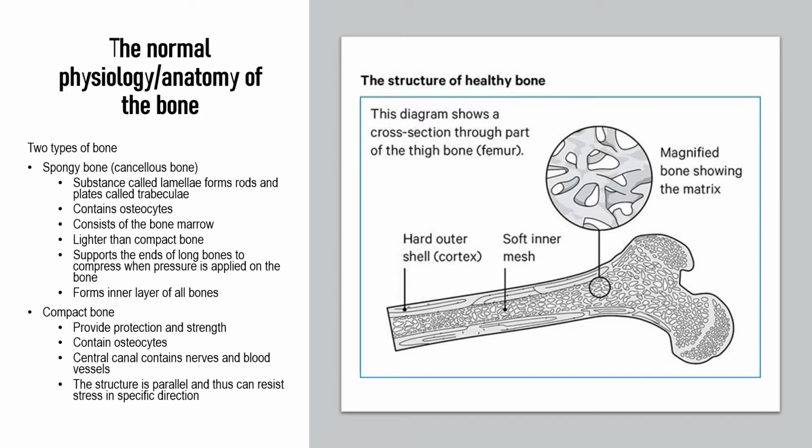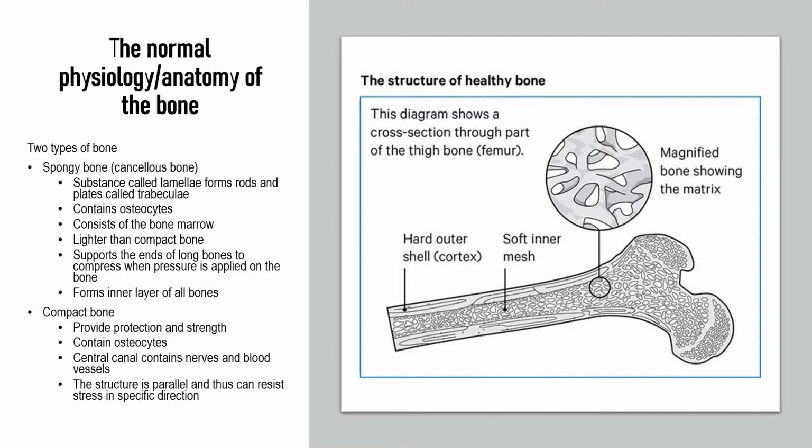The bone consists of two types, spongy bone and compact bone. In spongy bone there is a substance called lamelle, which forms rods and plates called trabeculae. It contains osteocytes and consists of bone marrow. It is lighter than compact bone and supports the end of long bones to compress when pressure is applied on the bone, and it forms the inner layer of all bones.